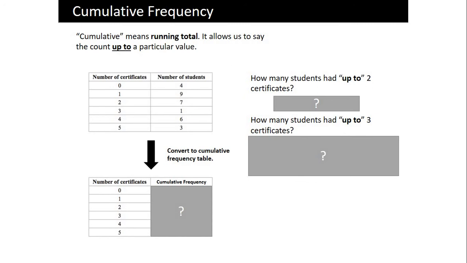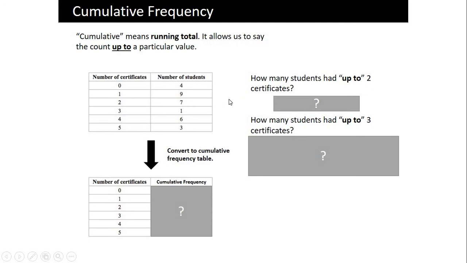Moving on to cumulative frequency then. So cumulative means a running total, and it allows us to say the count up to a particular value. Here I've got a table which gives me the number of students that own a number of certificates. For instance, there are 9 students that have 1 certificate. There are 6 students that have 4 certificates.